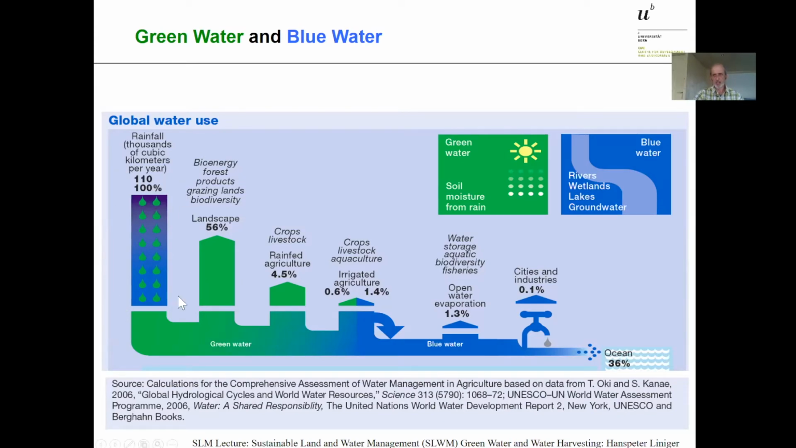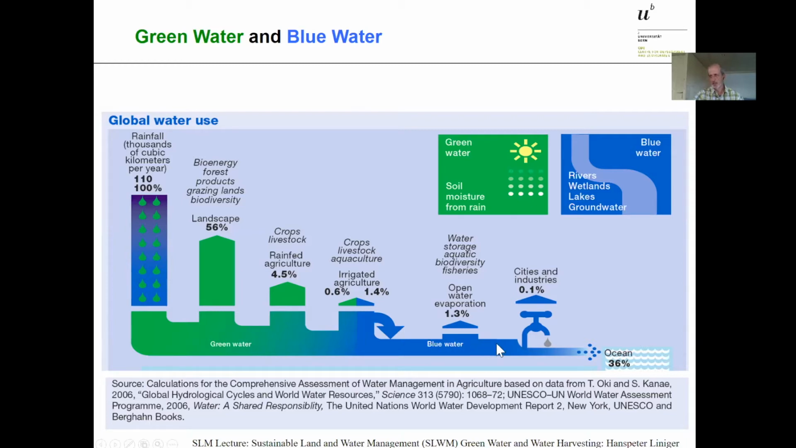If you have a rainfall here, call that 100%, it goes into the ground, into the soil, comes up again in the landscape by evaporation, transpiration. 56% of that rainfall water is actually used for the landscape here. Transpiration, evaporation. Another 4.5% for rain-fed agriculture. The rest, 40% remaining, is going into the blue water. Actually, here we should show the groundwater, that is also blue water. And then taken out, coming out by springs for irrigation use.